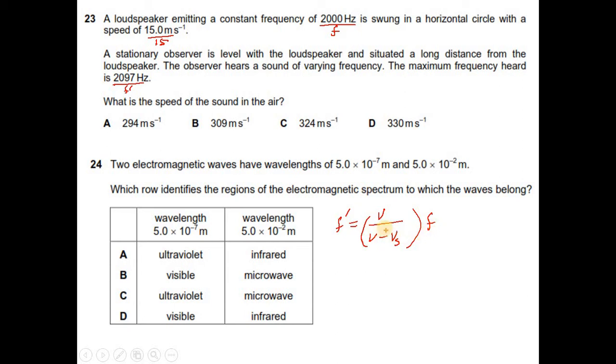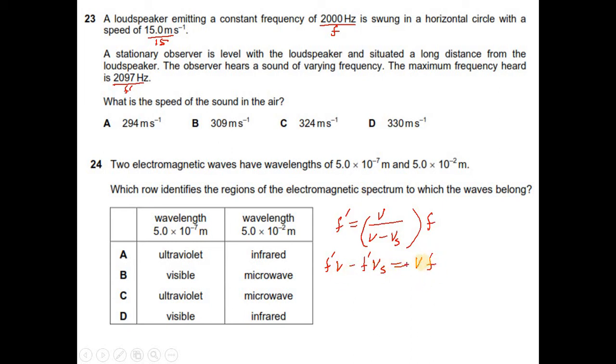You can skip a lot of steps, but I am solving in detail so you can understand. Because we need to find V, we have two places at which we have V. So we use algebra to figure out V. I'm sending V minus Vs to the other side and multiplying by F dash. So I have F dash V minus F dash Vs is equal to Vf.